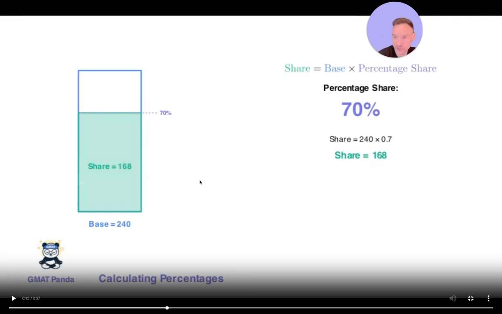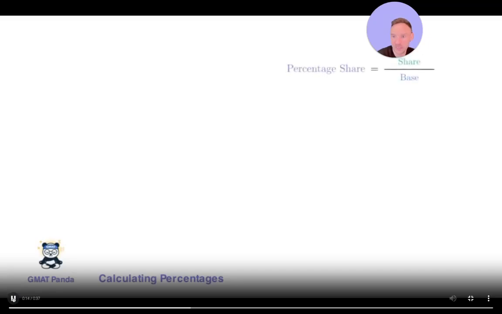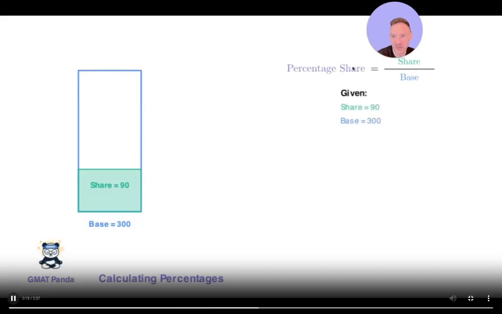Now, part of the challenge in percentage questions in the GMAT is identifying what you have and what you don't have. So it's very important when you have a percentage calculation to make that you identify what is the base, what is the percentage share, and what is the share. And you identify which of those ones you have and which is the one that you need to calculate. So for example, in this case, we have the share and we have the base, and we need to calculate the percentage share.